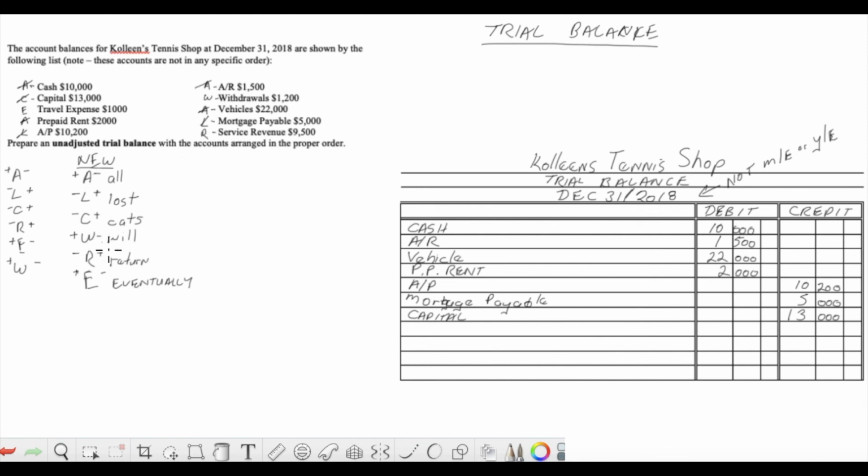Nope. And that's it. So next one, according to our new list, W. So withdrawals. There's one right here. And it was for $1,200. So does it go on the right-hand side or left-hand side? We need to determine it. Let's go back to our chart. Oh, on our left-hand side. So it goes on the debit side because it's a positive, right? So $1,200. So it would be on this side.